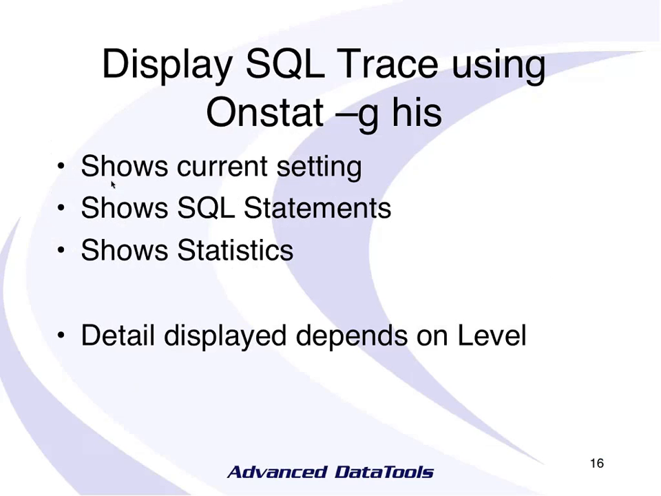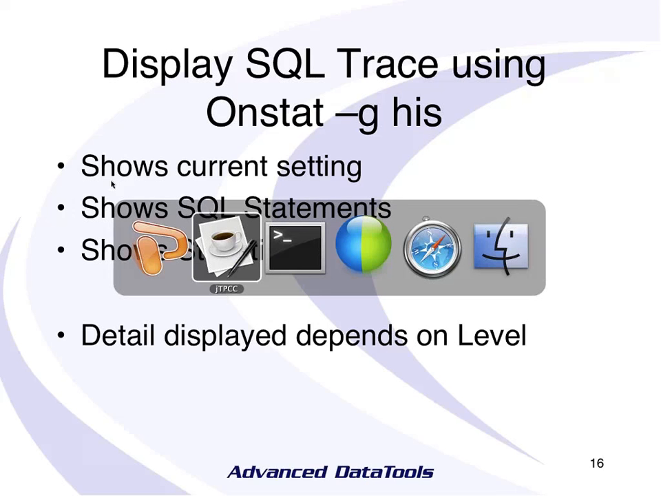Now, you get this data. How do you see it? Well, there are a couple of ways to see it. One is to look at that table I just showed you, SQL Trace in the SysMaster database. A second thing is to use onstat -g his to show you the current SQL Trace results. And I'm just going to flip over here so I can show you some examples.